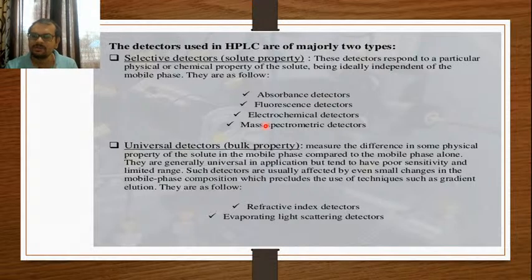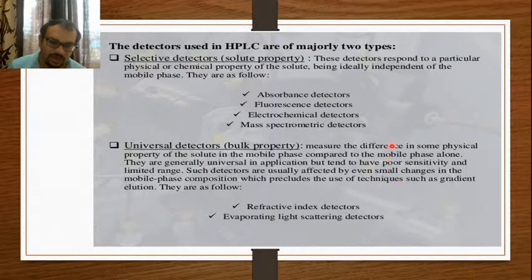Now, as compared to the selective detectors or solute property detectors, universal detectors, on the contrary, are called bulk property detectors. Okay, bulk property detectors or universal detectors. As the name suggests, universal. So what exactly does universal mean in case of HPLC detectors? Let's discuss it. They measure the difference in some physical property of a solute in the mobile phase compared to the mobile phase alone. Remember, here the words used are a difference in some physical property.